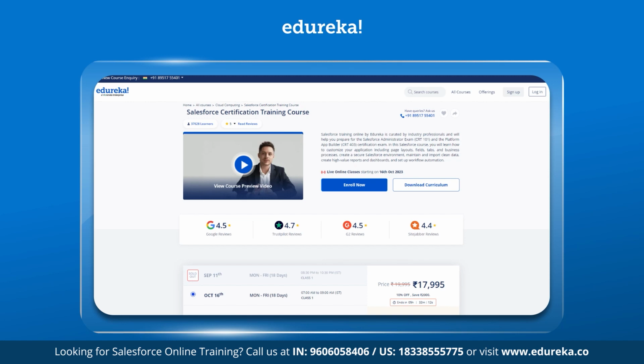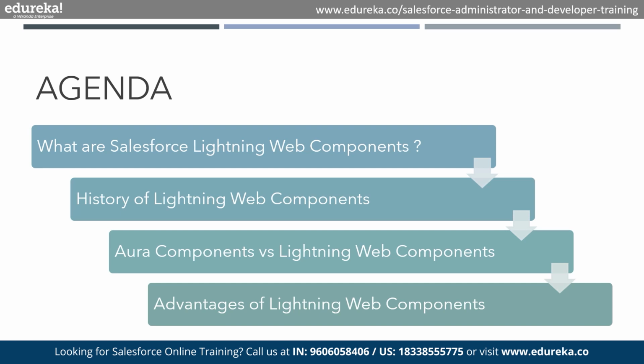Let's move ahead with our agenda for today. Firstly, we study what are Salesforce Lightning Web Components, followed by the history of Lightning Web Components. Then we make some comparison between the components of Salesforce, which are Aura components and Lightning Web Components. And at last, we take out some advantages of Lightning Web Components.